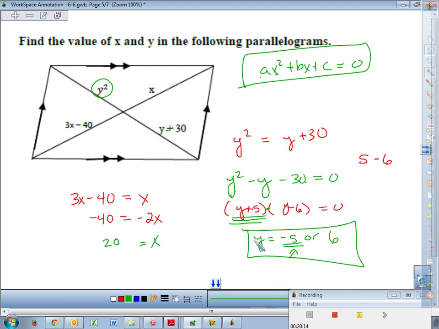So we got two different answers for y. Y could be negative 5 or 6. Sometimes they'll both work. Sometimes they won't both work. You have to substitute them back in to see if they work. Let's try again.